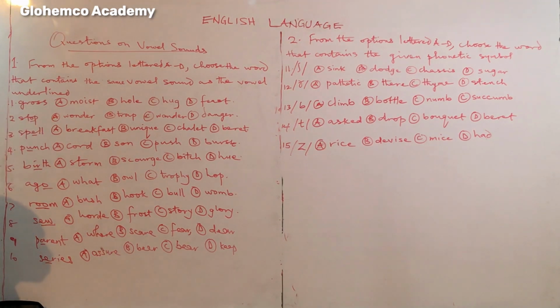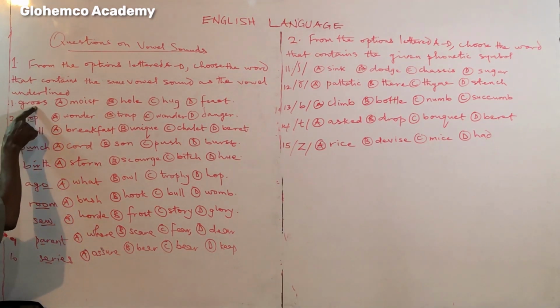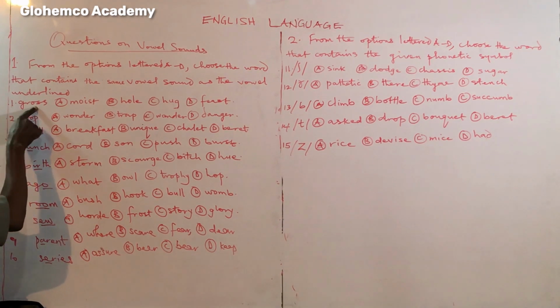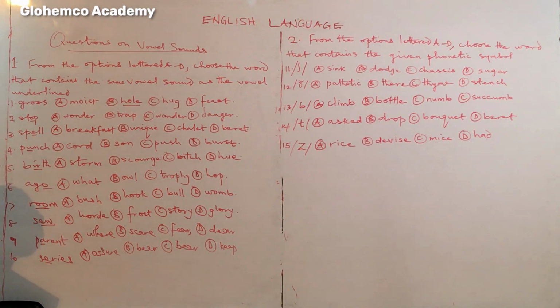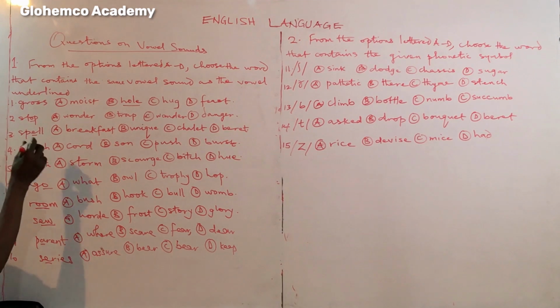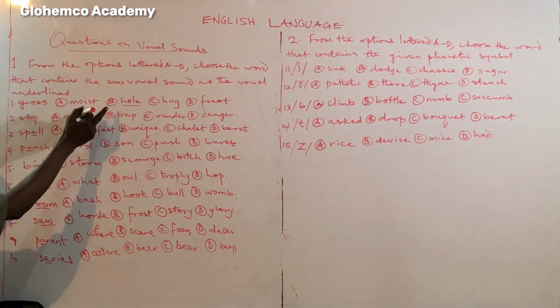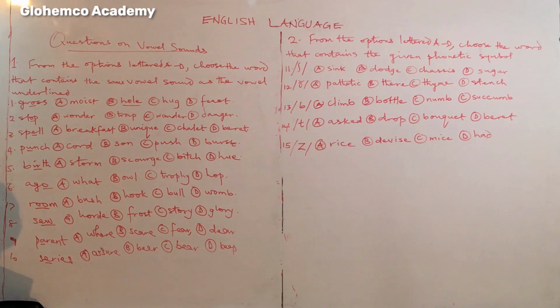We have gross. I have told you the other time that this word is pronounced gross, but we are used to gross. So the answer to that, take note. When you get to the exam and you see it, it's not gross, it's gross. So it's long O when you are dealing with the vowel sound. Okay. So that's it, and grows.